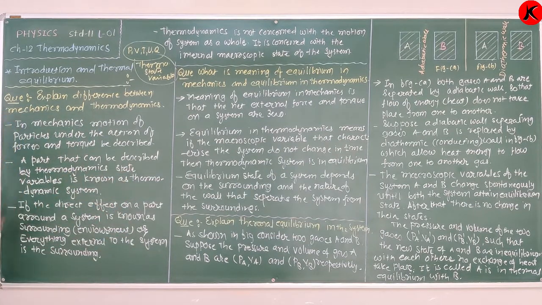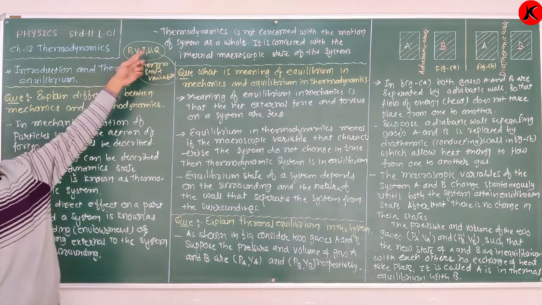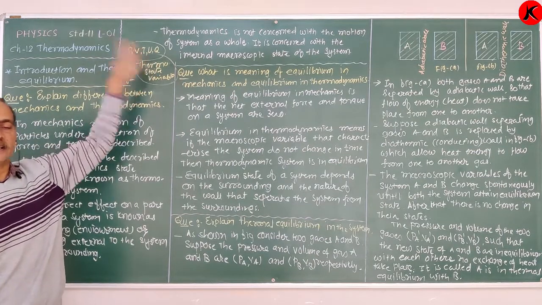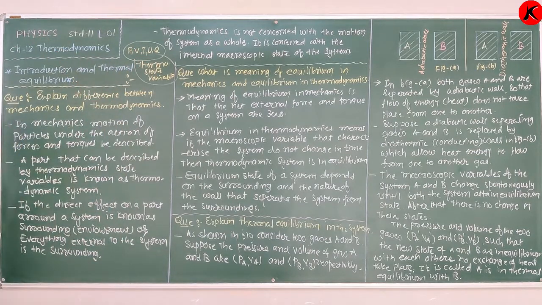While in thermodynamics, first we define what is the thermodynamic system and surrounding. A part that can be described by thermodynamic state variables. Thermodynamic state variables are pressure, volume, temperature, internal energy, and heat energy. The part that can be described by the thermodynamic state variables is known as the thermodynamic system.